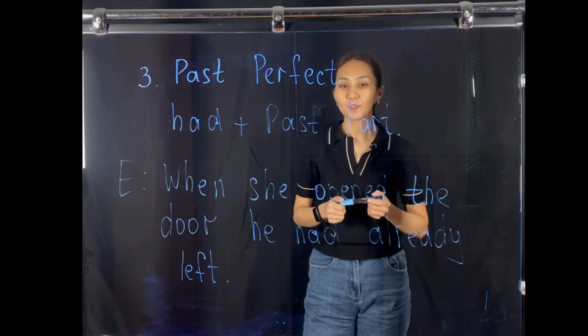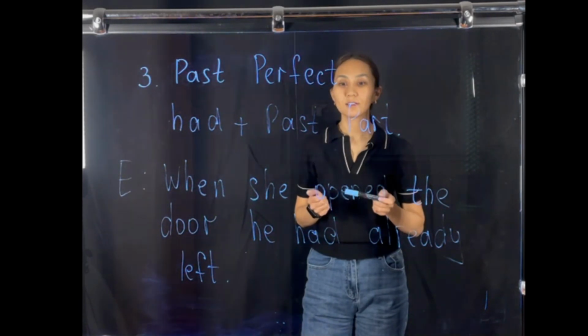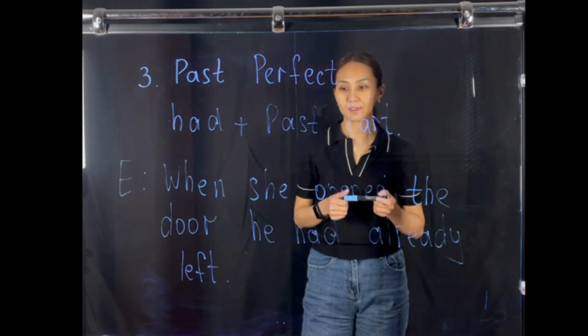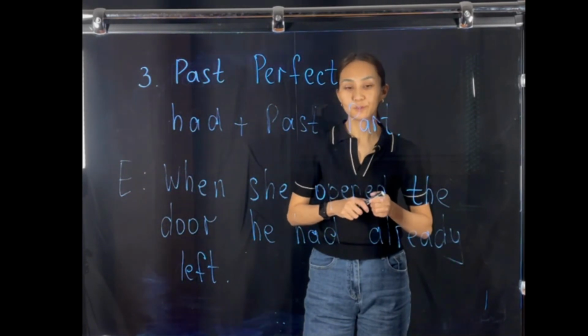For example, when she opened the door, he had already left. She opened the door is the main event, which is in the past simple tense. The fact that he had left is an earlier action, which happened before the main event.